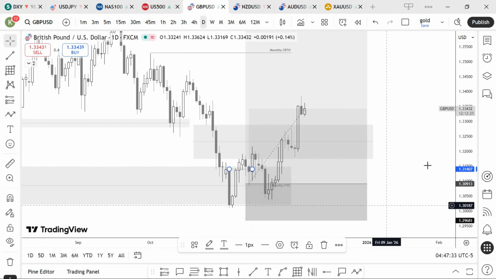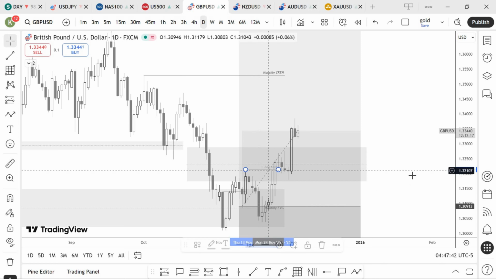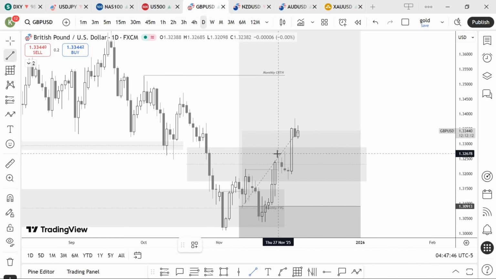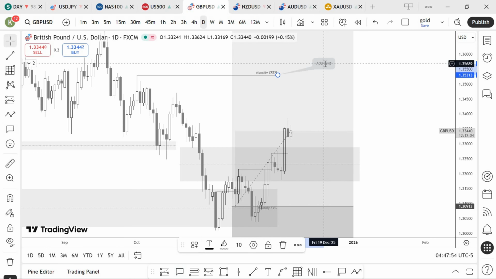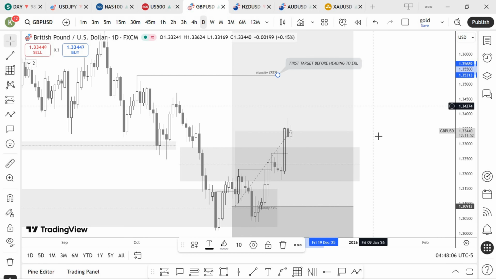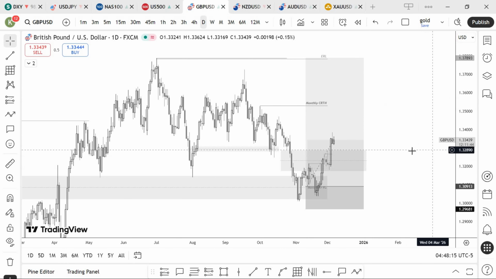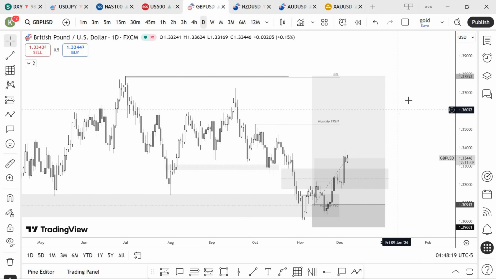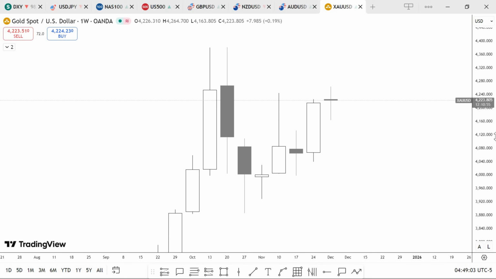Now we head on to the daily time frame to see the reaction of the price. If the price is bullish, now we can see that there are a couple of break of structures which have already happened. Now that is an indication that the price is bullish. There is our first target. That is our first target, the monthly CRT high, and the next target will be the external range liquidity at the top there.